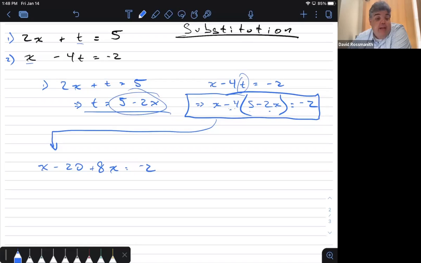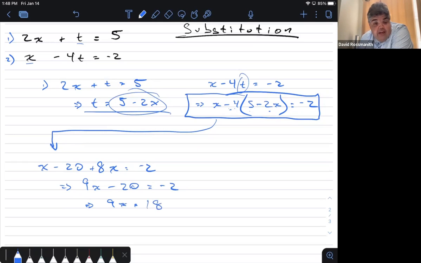First thing I'm going to do is combine the x's together. So x plus 8x is 9x, -20 equals -2. All right, well, now all we have is a nice simple algebraic problem. I want the x by itself, so I'm going to move the 20 over. So 9x equals, when a 20 comes over, it becomes +20. So +20 minus 2 is +18.